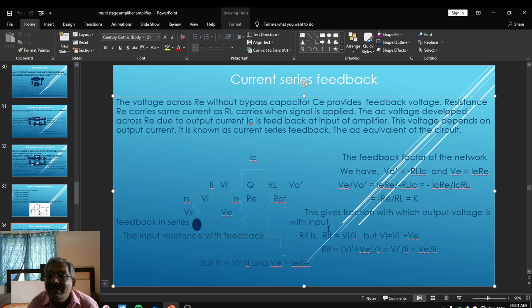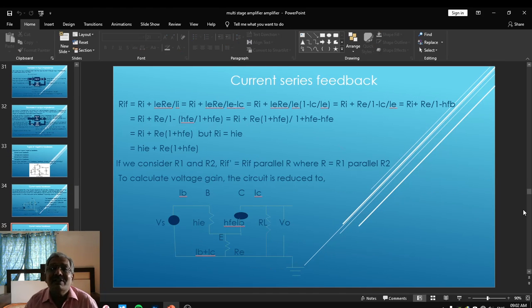By putting the value of Vi in this particular equation, by splitting the term, Vi upon Ii plus Ve upon Ii, Vi dash upon Ii plus Ve upon Ii. But Vi dash upon Ii is Ri, and Ve is equal to Ie Re. Put Ve equal to Ie Re and Vi dash upon Ii equal to Ri. Let me proceed further. Therefore, Rif is equal to Ri plus Ie Re upon Ii.